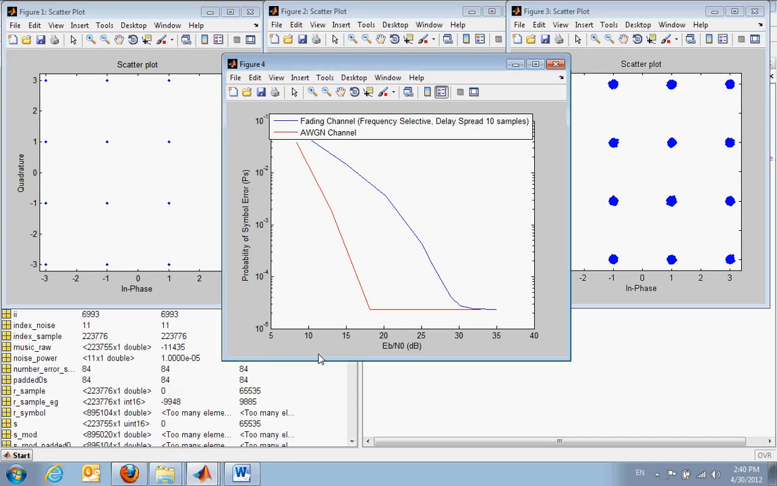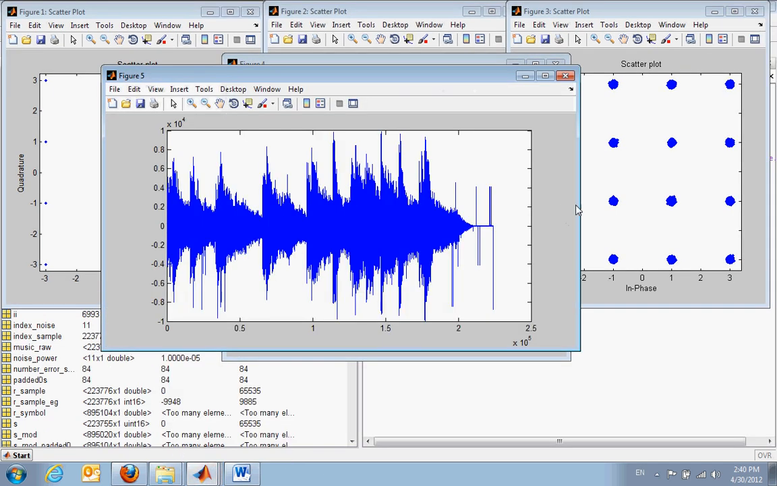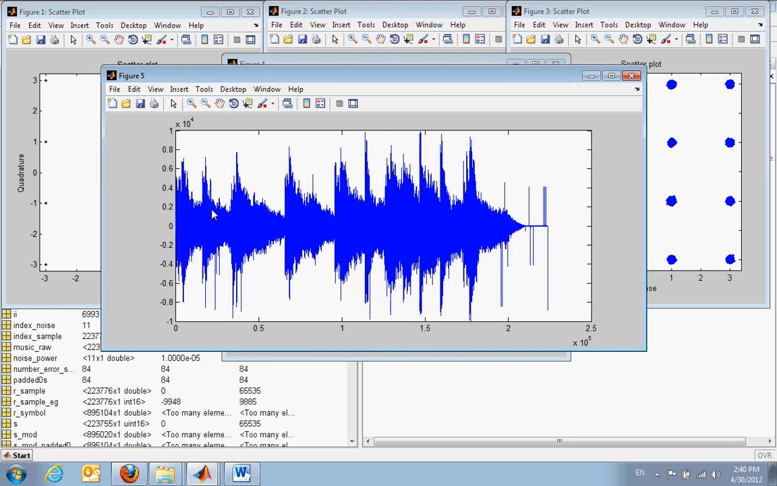And finally, this is a plot of the recovered audio data at the receiver under signal to noise ratio 20 dB.